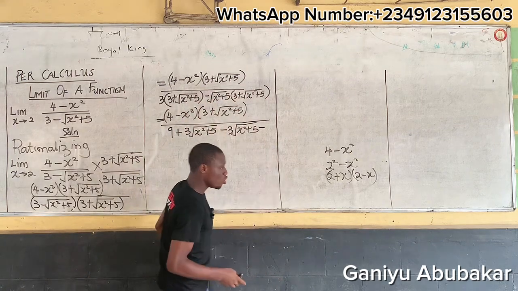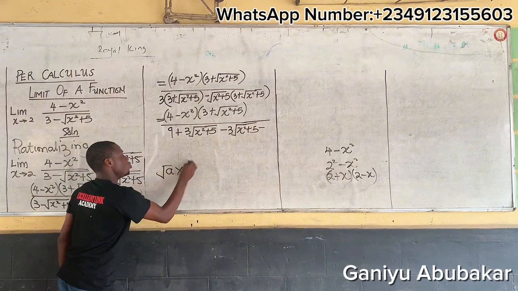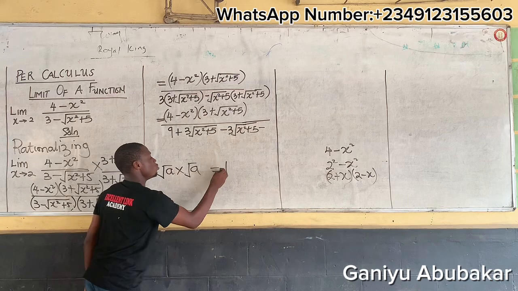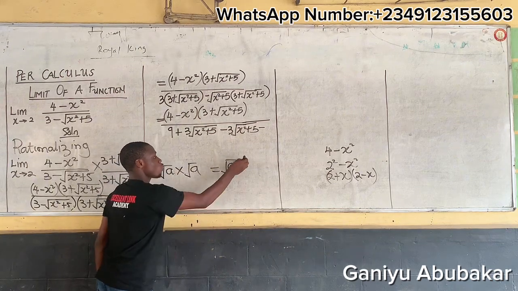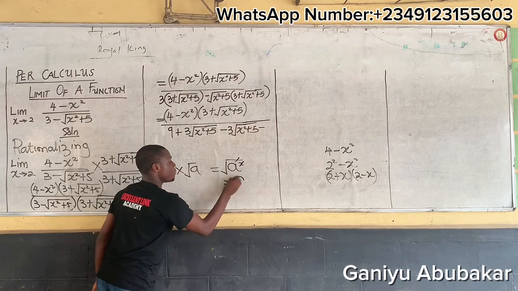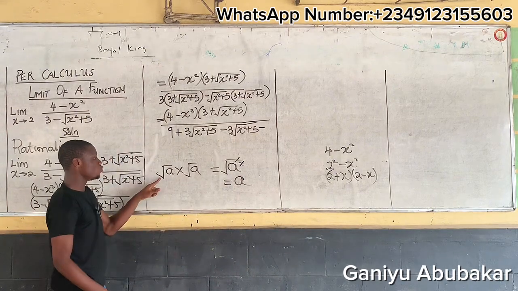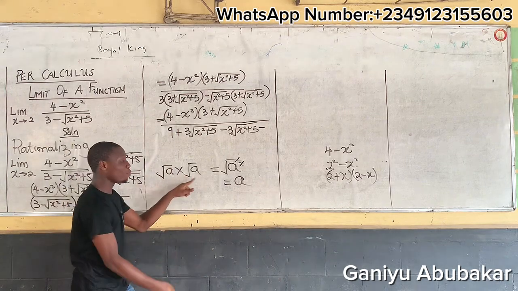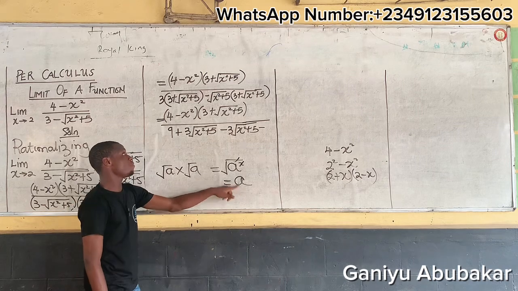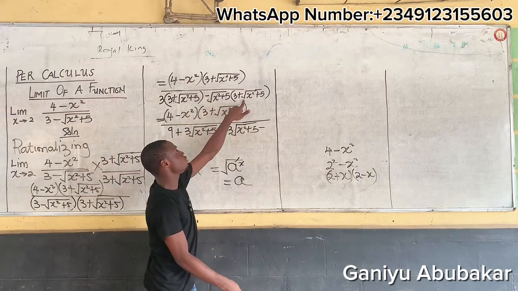Here's the concept. Go back to SOD. If I have root a times root a, this will give root a times a squared. What do you know? The square and square root cancel, and I'll have a as my answer. Here's the layman language: if I have root something, multiplying root that same thing, it becomes that thing. That's all.